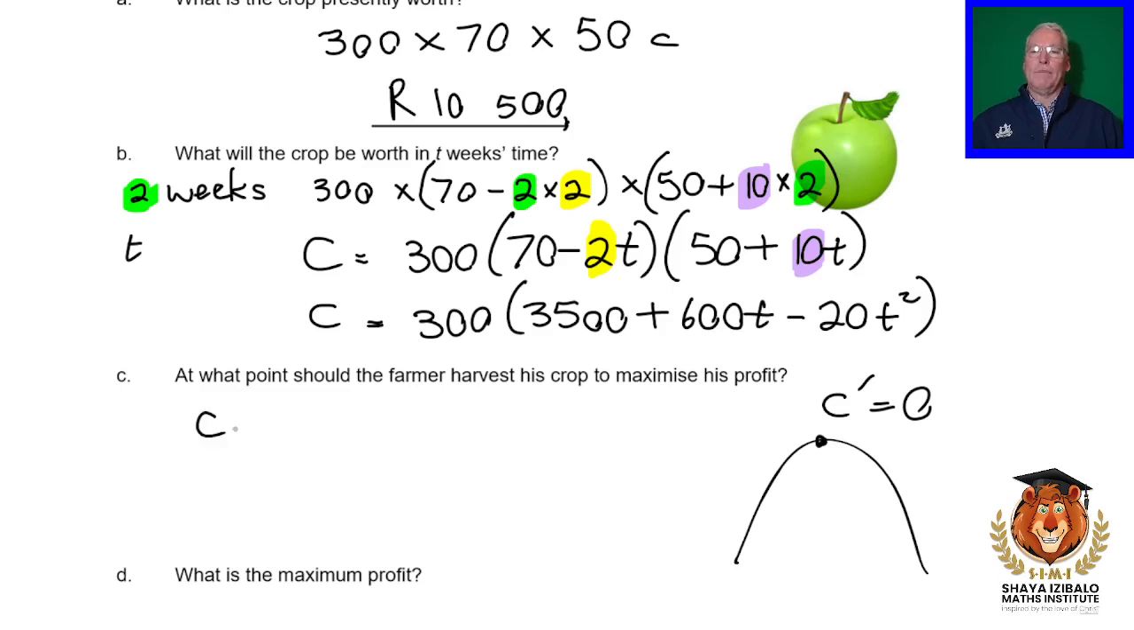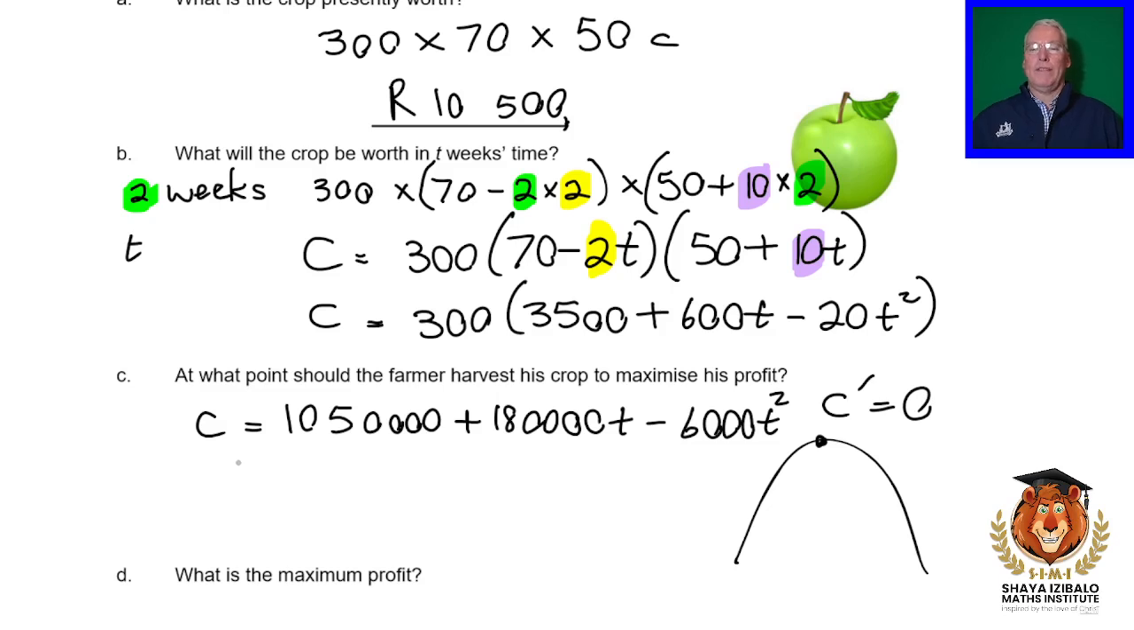So we're going to do it down here, 300 times 3,500. I am cheating and using my calculator on the side here. That is 105 with 4 zeros, plus 18 with 4 zeros, t, minus 6,000 t squared.